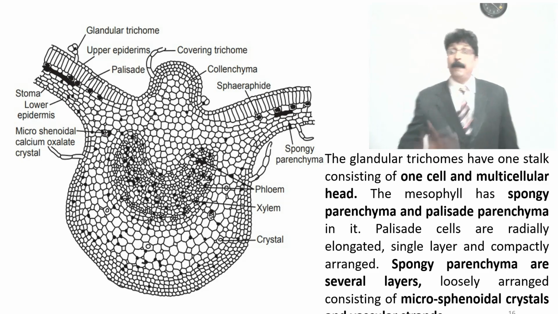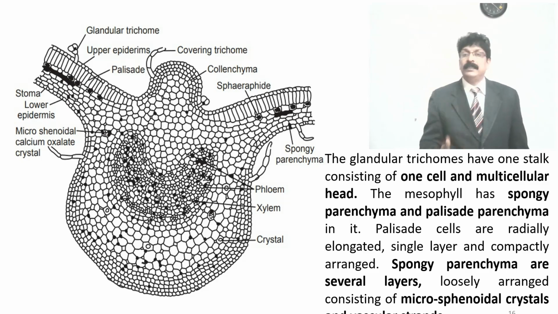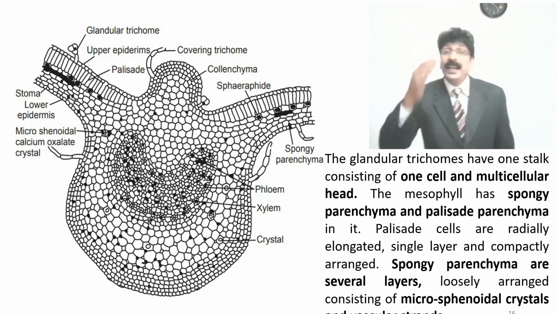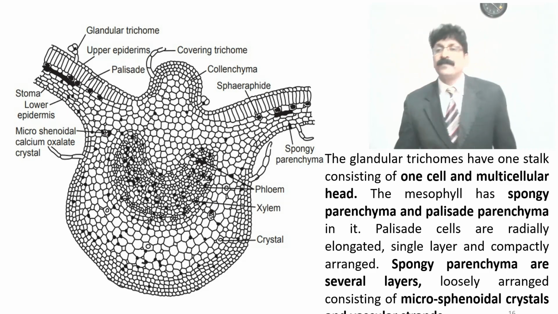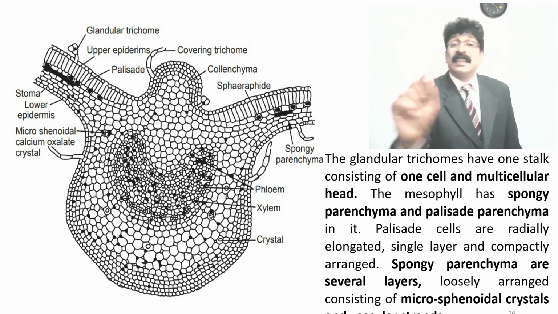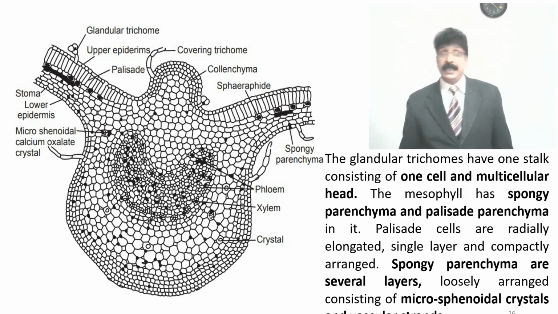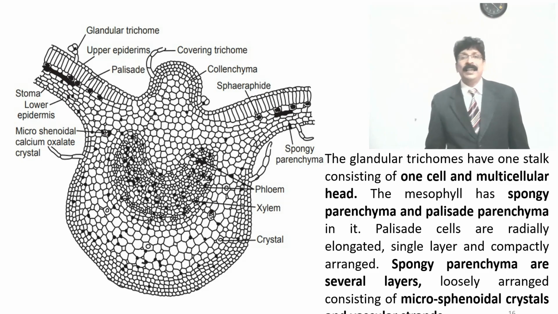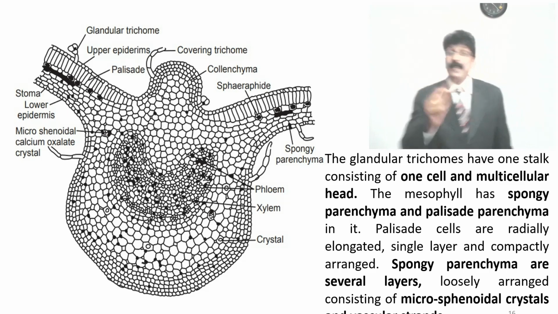And palisade cells are readily elongated, single layered, very compactly arranged. You can see the arrangements in the picture. Spongy parenchyma are several layers, loosely arranged, consisting of microsphenoid crystals and vascular strands, that is, the dark strands can also be seen, pinkish in color. If you use phloroglucinol for staining in the lab, it is possible for you to see them because it contains lignin.